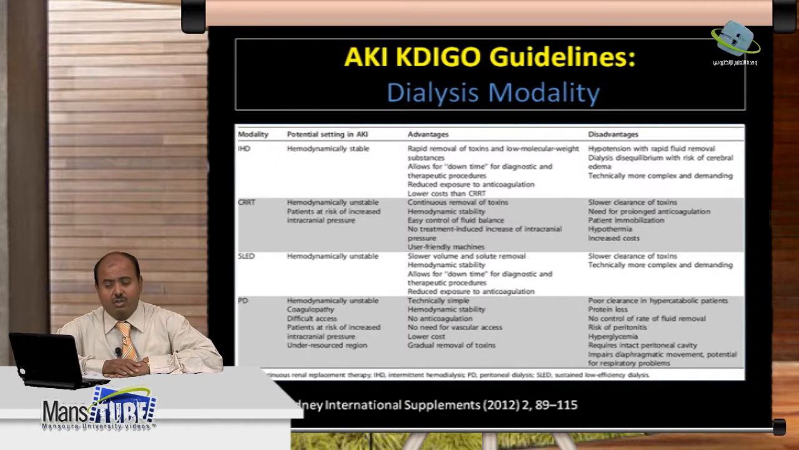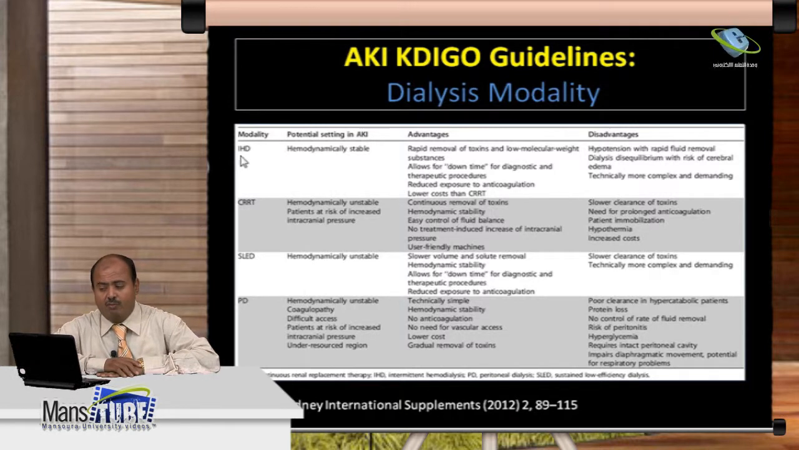Regarding the disadvantages of intermittent hemodialysis: the occurrence of hypotension with rapid volume removal, dialysis disequilibrium, and being technically more complex and demanding. Regarding the disadvantages of continuous renal replacement therapy: slower clearance of toxins, need for prolonged anticoagulation, patient immobilization, increased cost, and hypothermia. And the disadvantages of SLED are slower clearance of toxins and being technically more complex and demanding.